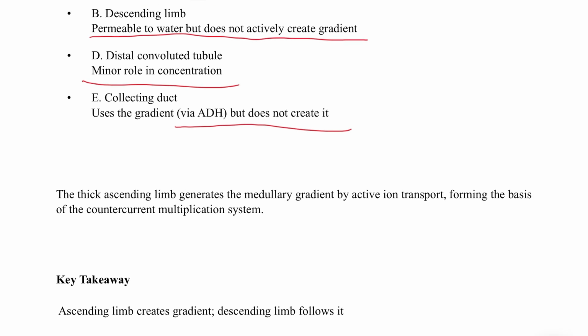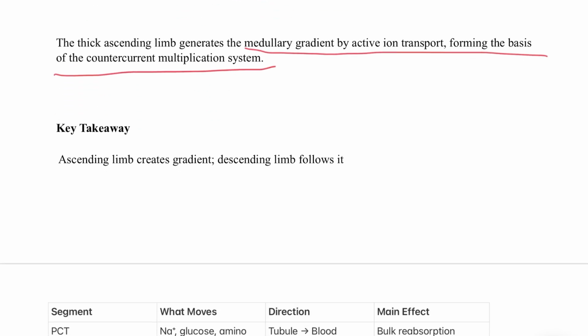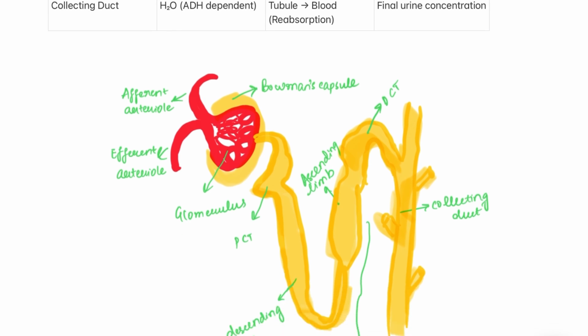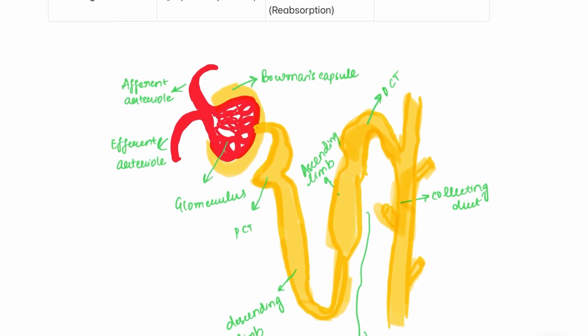So the thick ascending limb of loop of Henle generates the medullary gradient by active ion transport, forming the basis of the countercurrent multiplication system. So what happens at each level is what we have to see. This is the diagram which is showing the parts of the nephron, where there will be an afferent arteriole and efferent arteriole, and surrounding the glomerulus there is a Bowman's capsule. From here the proximal convoluted tubule, and then the descending limb of loop of Henle, then the ascending limb which forms a loop of Henle, and distal convoluted tubule and the collecting duct.